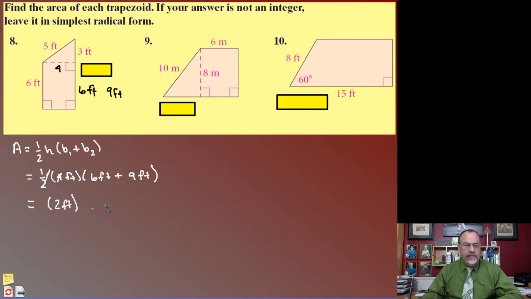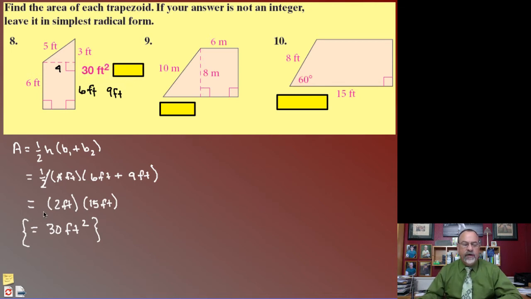And then 6 feet plus 9 feet is 15 feet. I'm not multiplying, so I don't change the units here. Adding them are like adding like terms, so we don't change that. So then we have 2 times 15, which is 30, and then feet times feet, which would be then feet squared. So the area of this trapezoid would be 30 feet squared. Okay, so again, choose the formula, figure out what you need, and then substitute in.